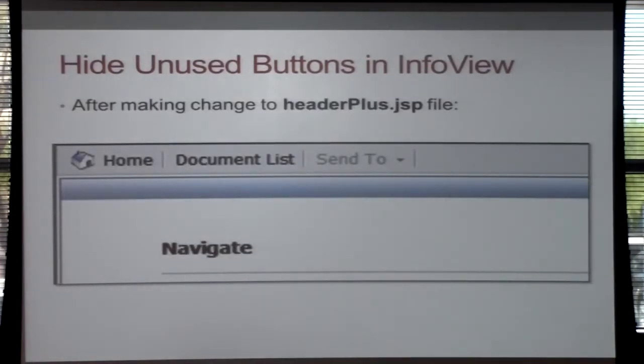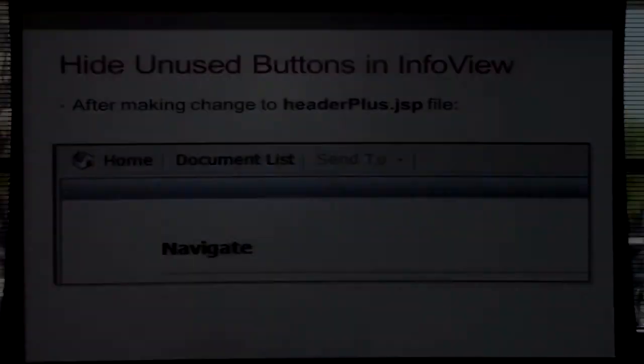Once I made those changes, then when I log into InfoView, you'll see those buttons just no longer appear. Like I said, there's no placeholder or anything like that. There's just no evidence of them being there in the first place, which is really what I wanted. Just a clean listing of the buttons which users actually need. I'm sure there are lots of other things that you can do in the headerPlus file, other things that you could potentially suppress if you need to.